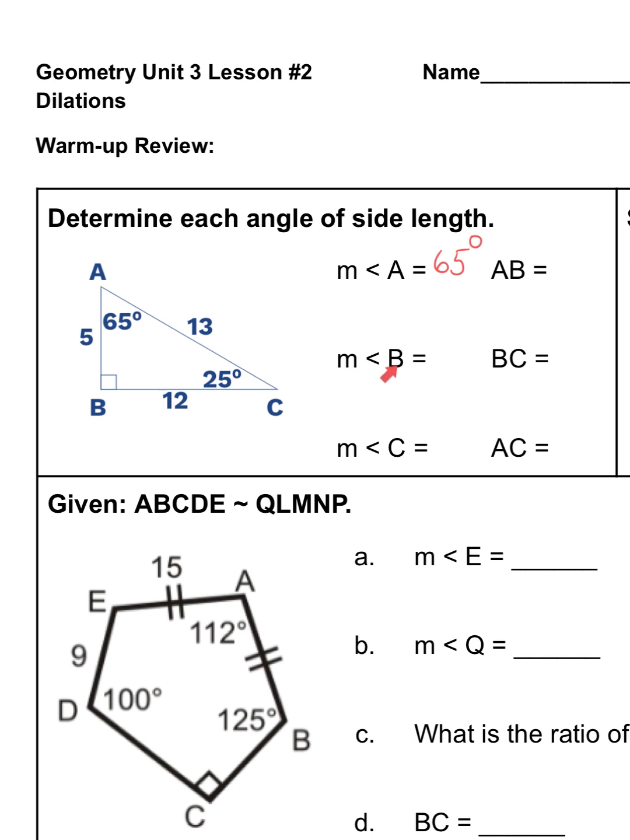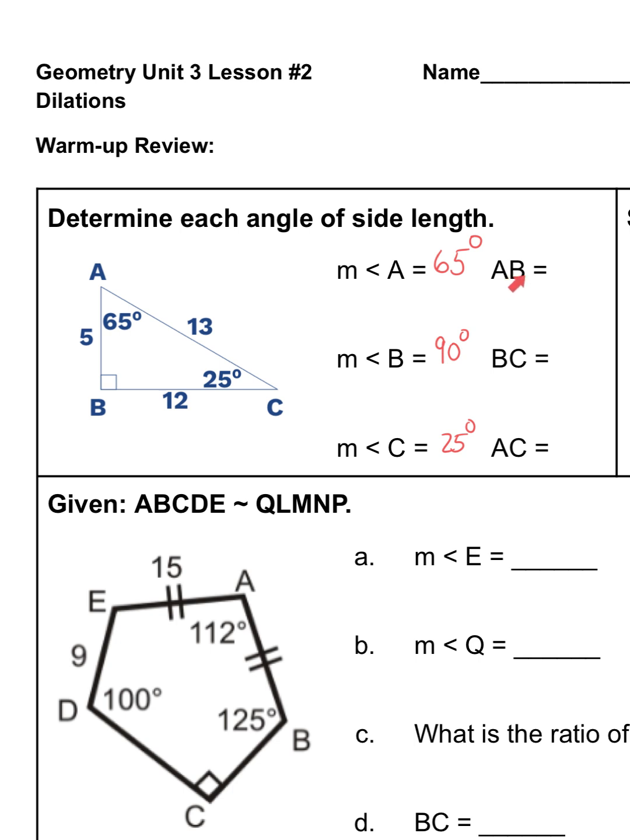The measure of angle B, here's angle B. That little box means that is a 90-degree angle. 90 degrees. The measure of angle C, here's angle C. That one is 25 degrees. All right, so hopefully that's not too bad.